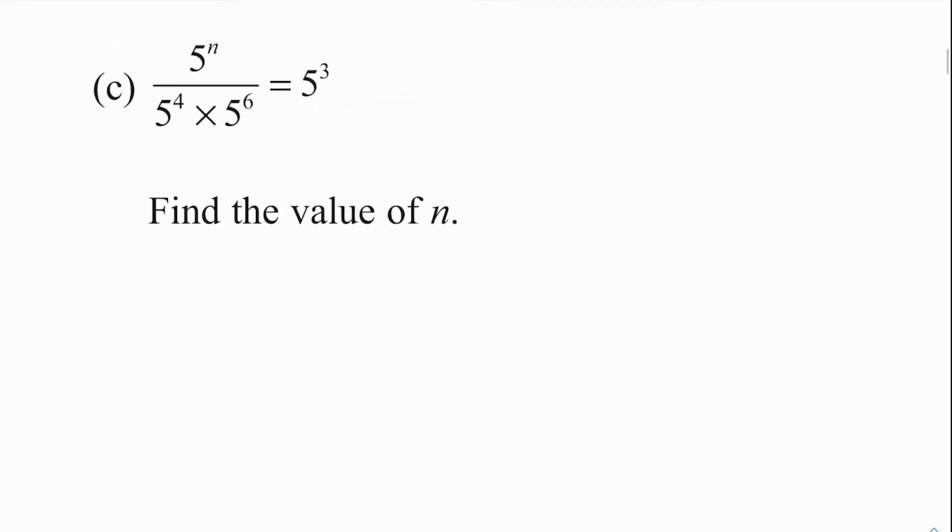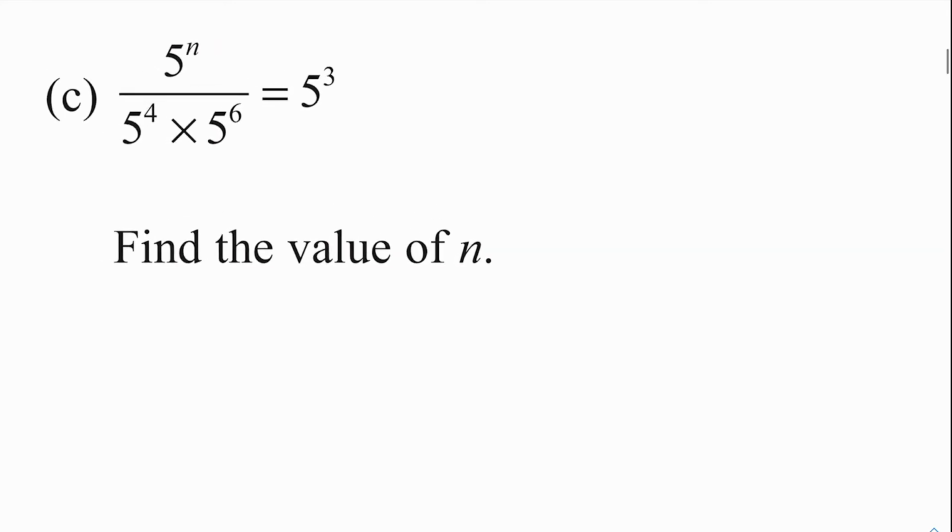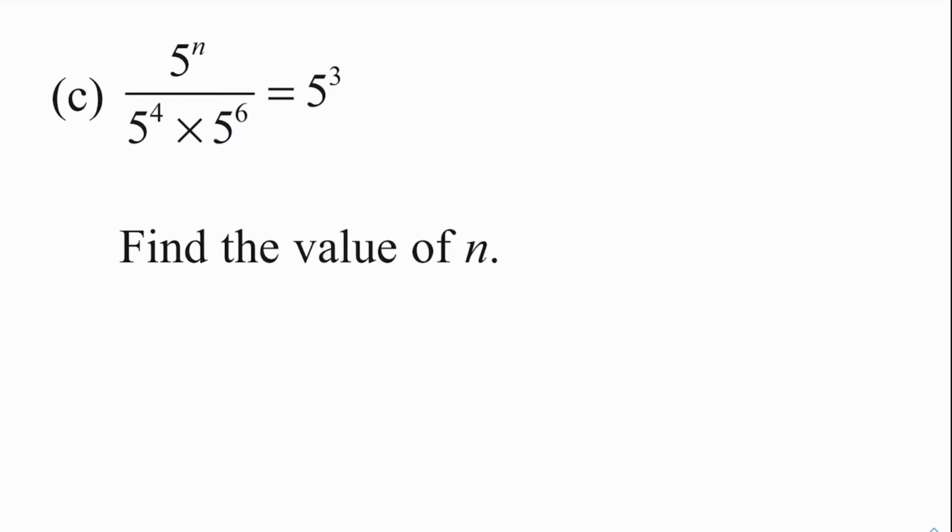Part C, this time it's a bit different because on the top of this fraction we've got 5 to the power of n, and for the question we need to calculate the value of n. You might think, I don't know where to start, but just do what you can. So we know how to solve the bottom as the base is the same and they're being multiplied. So all we have to do for the bottom is add the 2 powers. So we can rewrite our question as 5 to the power of n all over 5 to the power of 4 plus 6, which is 10, is now equal to 5 to the power of 3.